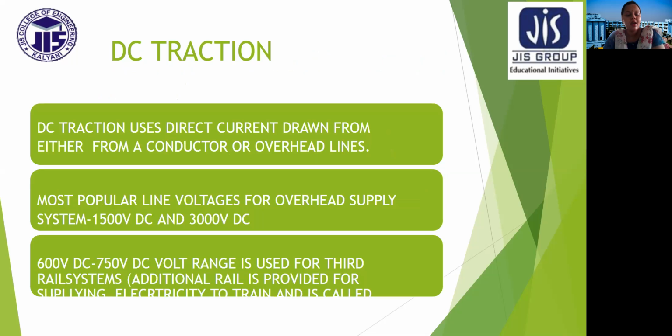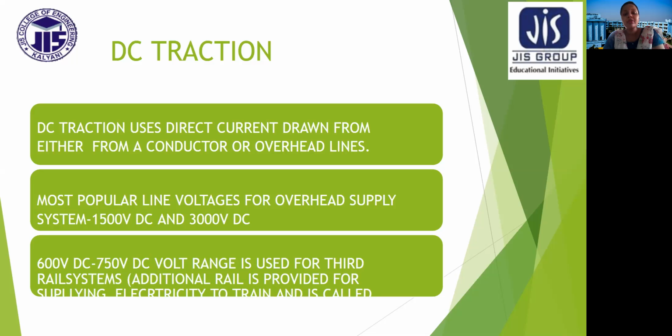DC traction. DC traction uses direct current drawn either from a conductor or overhead line. The most popular line voltages for overhead supply system are 1500 volt DC and 3000 volt DC. 600 volt DC to 750 volt DC is used for the third rail system. Where do we see the third rail system? It's in metro. So an additional rail is provided for supplying electricity to the train, and it's called the third rail system.